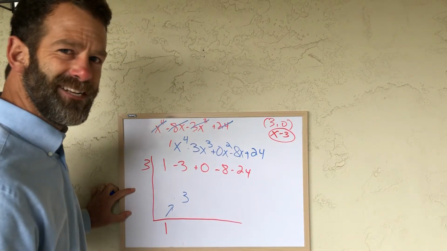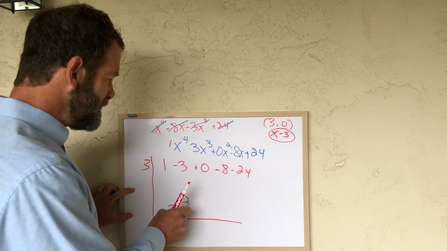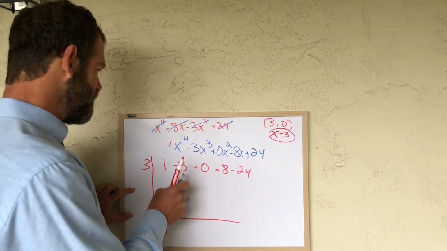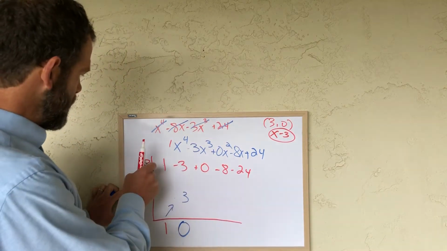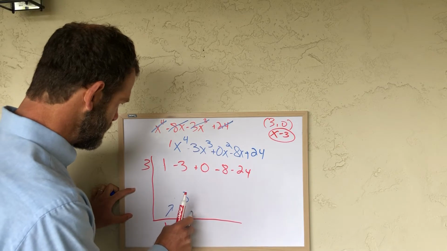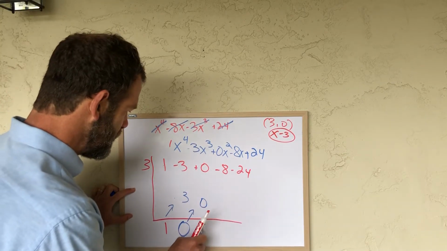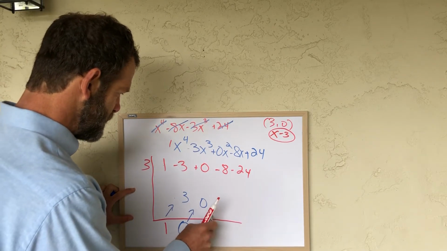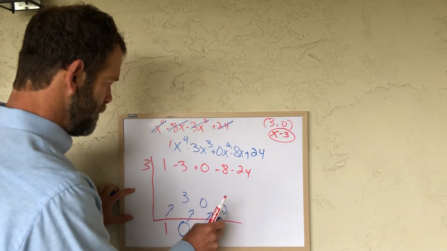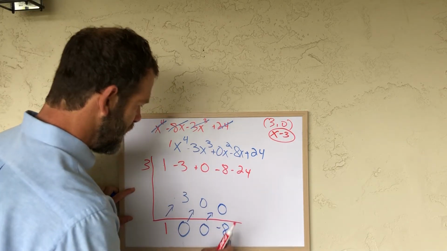3 times 1 is positive 3. And then the second step, add these 2 rows together. Negative 3 and positive 3 is 0. And repeat, 3 times 0 is 0. Add these rows together to get 0. 3 times this 0 gives me 0. Add these rows together to get negative 8.